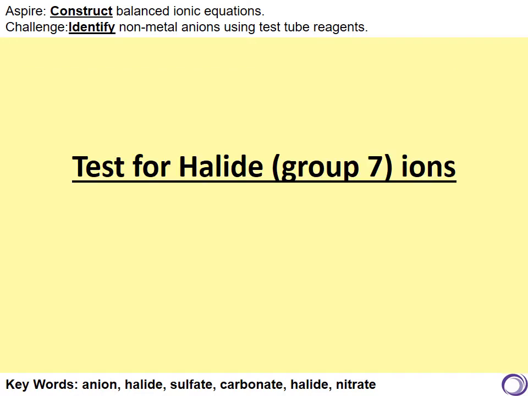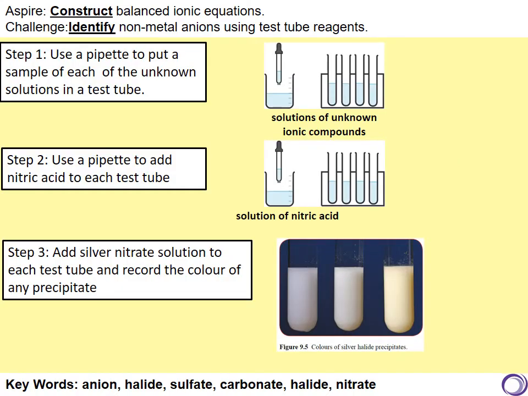So let's just recap the tests that Mrs. Jennison explained on the video. First of all, looking at the test for halide ions. These are ions of elements in group 7. The first step then is to put a sample of the unknown solution in a test tube. We then add nitric acid to each of the test tubes. Now it's important that we remember it's nitric acid. We are testing for chloride, bromide and iodide ions.